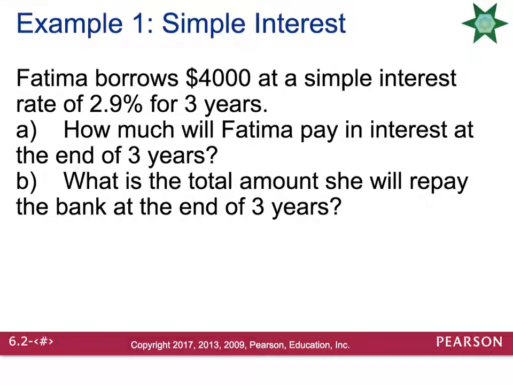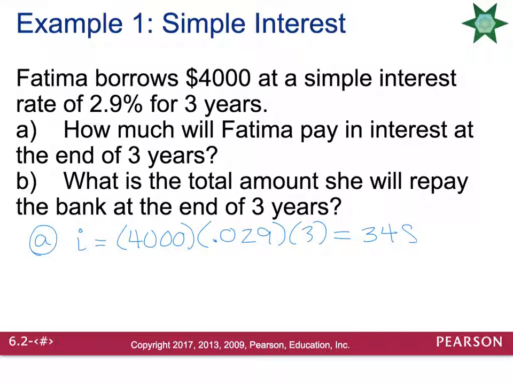Okay, so to do part A, you have to find how much interest she's going to pay. And to calculate her interest, you take the principal times her interest rate. Now, 2.9% is going to be 0.029 when you do it as a decimal, times the number of years of the loan, which is 3. And this is going to tell you how much interest she's going to owe at the end of 3 years, which is going to be $348 in just interest.